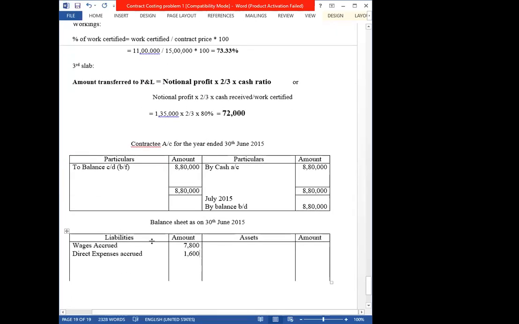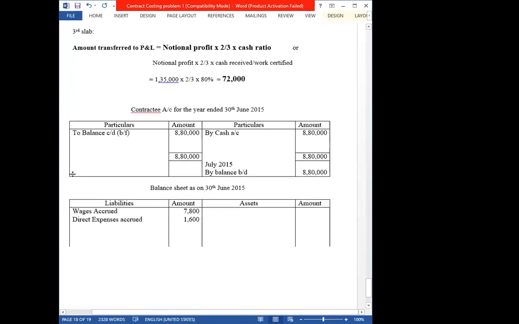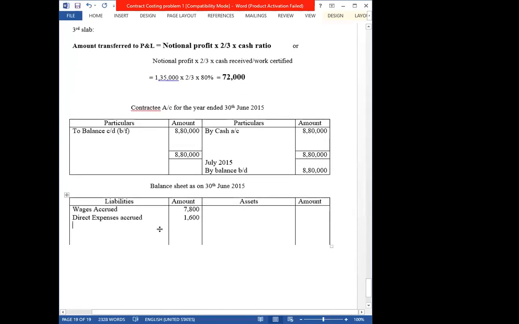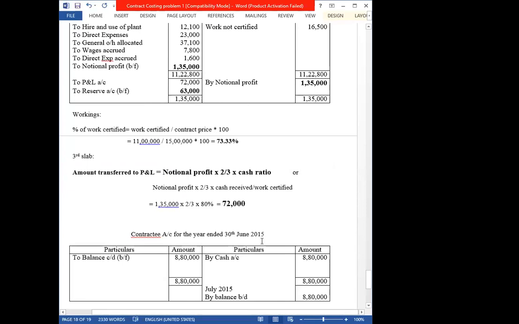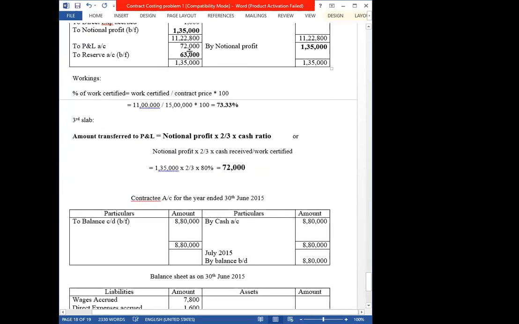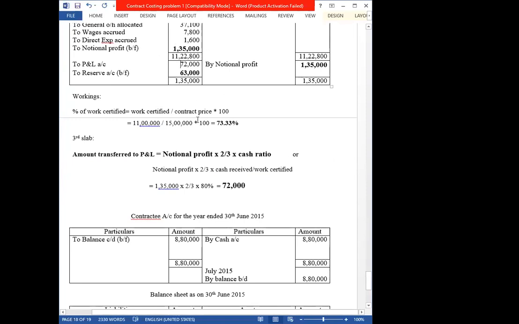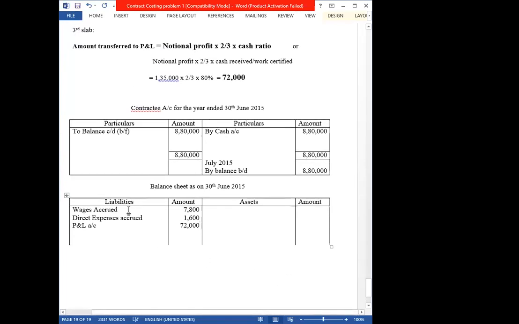Not only that, here the P&L account, we can show the profit transferred to the P&L account. So that also I will be showing. As it is a profit, I am showing it on the liability side. Suppose if it is a loss, that should be shown in the asset side. So how much do you have to take? Only 72,000, not the notional profit. Okay, that's all in the liability side.